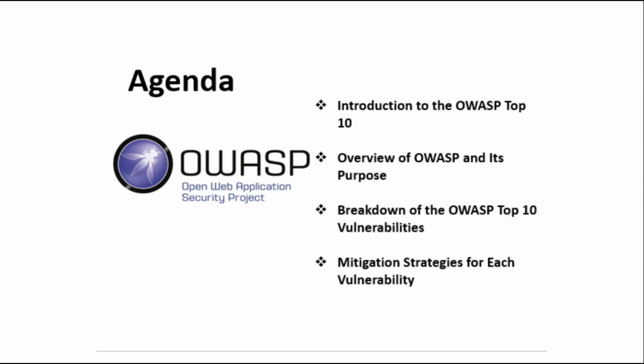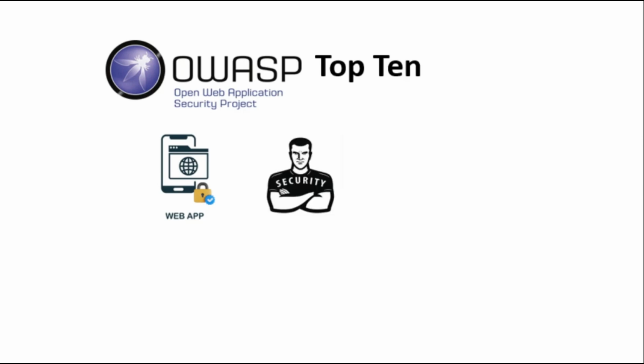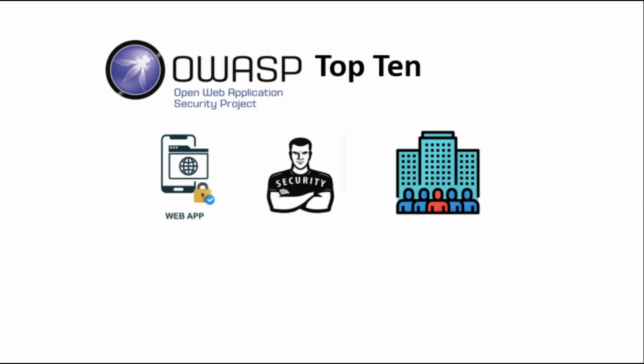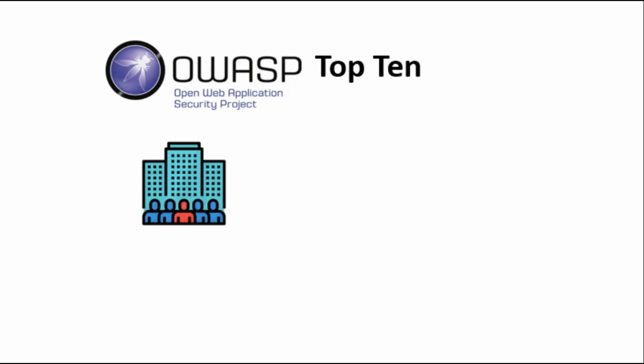Let's get started. The OWASP, Open Web Application Security Project, Top 10 is a widely recognized standard for web application security. Published approximately every 4 years, it consolidates data from global security experts and organizations, highlighting the most prevalent security risks facing software applications. The OWASP Top 10 serves as a critical starting point for organizations to strengthen their software security practices.